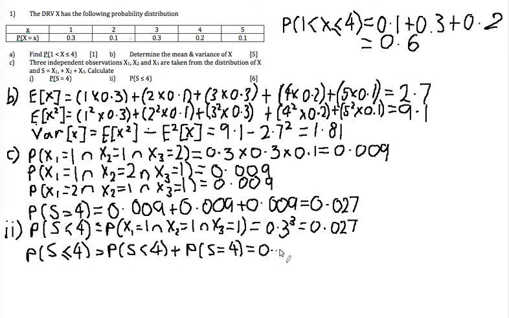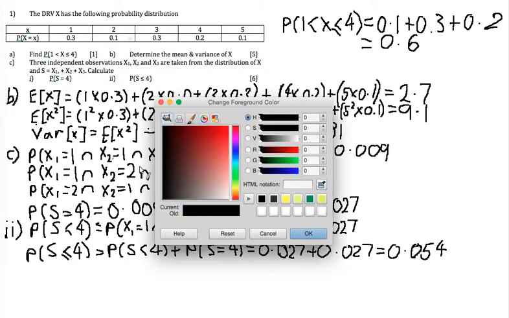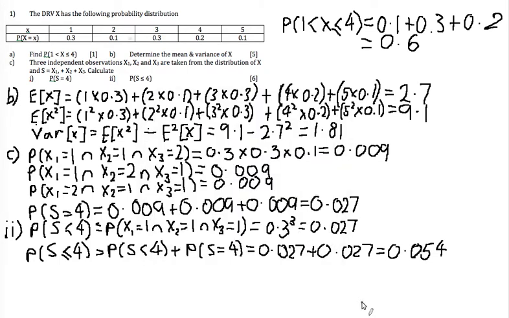So 0.027 plus 0.027, which gives us an answer of 0.054. And that is the final answer. Now, what we can do at this point is we're just going to have a quick look at where do you get the marks during this piece of homework.